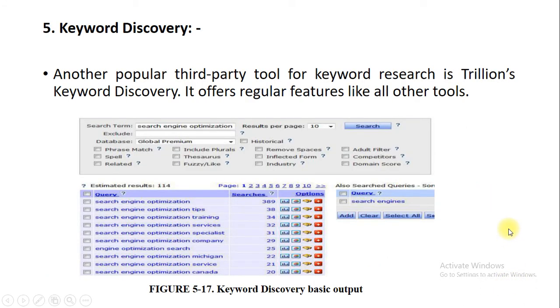Next is called keyword discovery, which is the 5th keyword research tool. Keyword discovery provides you the facility to type a certain search term inside the keyword search term field. You can also give an exclude term. Exclude means you can type any word which you don't want to consider.